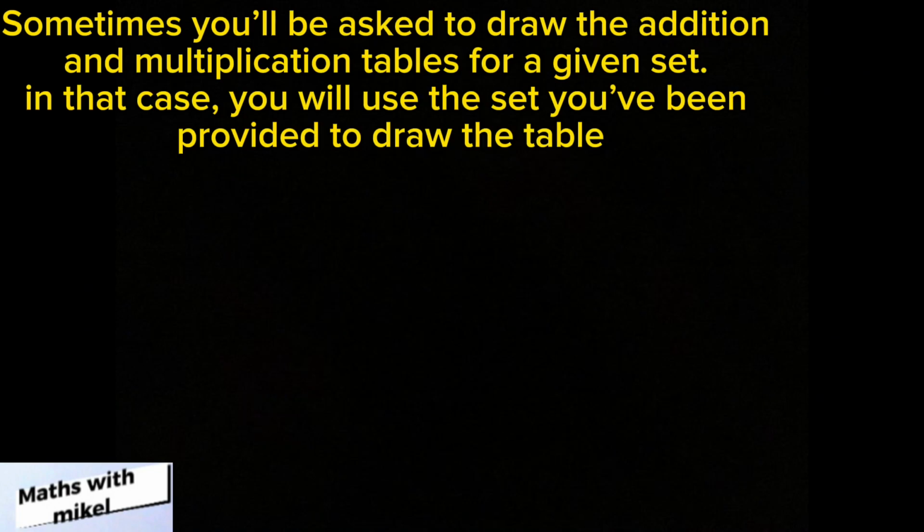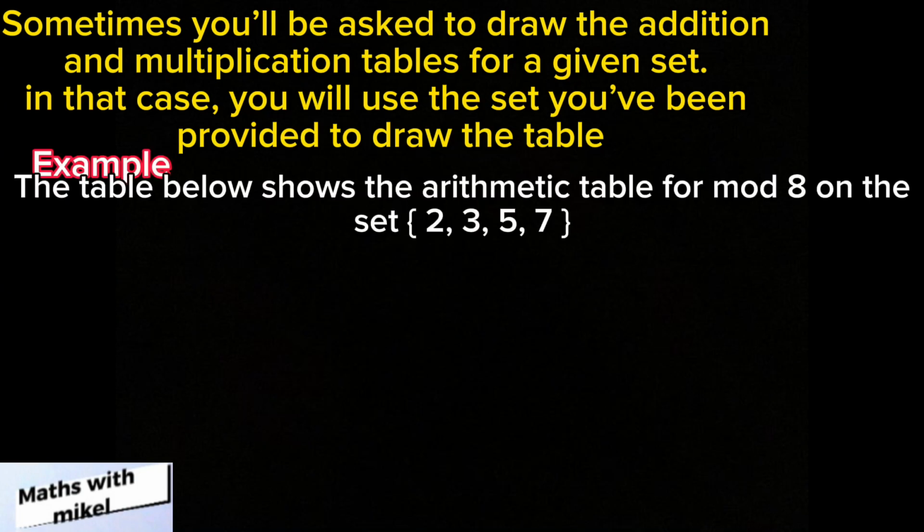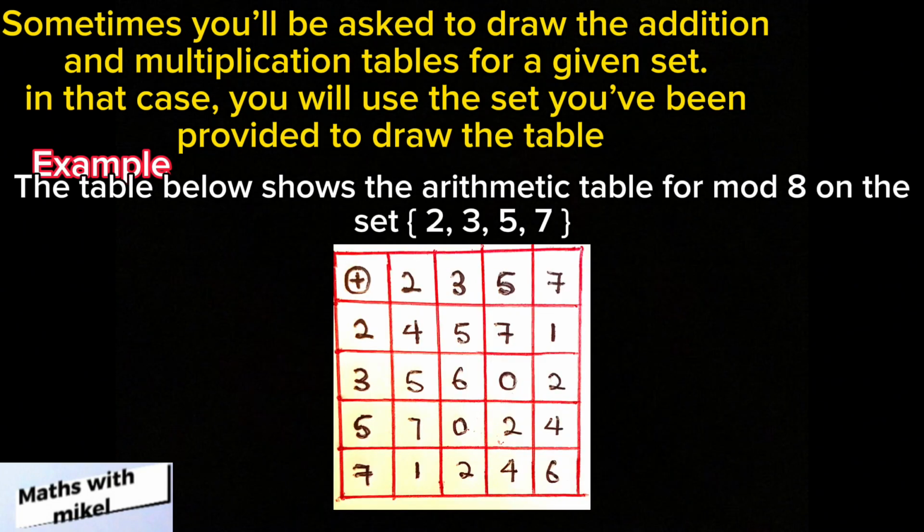Sometimes you'll be asked to draw the addition or the multiplication table for a given set. In that case, you will use the set you've been provided to draw the table. So with this one, if a particular set is given in the question, that will be what you use to draw the table. So I have an example here. The table below shows the arithmetic table for mod 8 on the set. So in this case, a particular set has been given, so you use that set to draw your table.